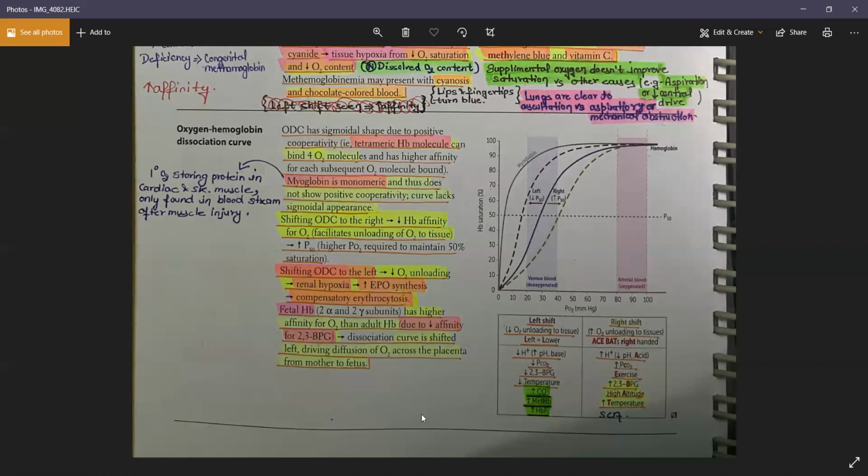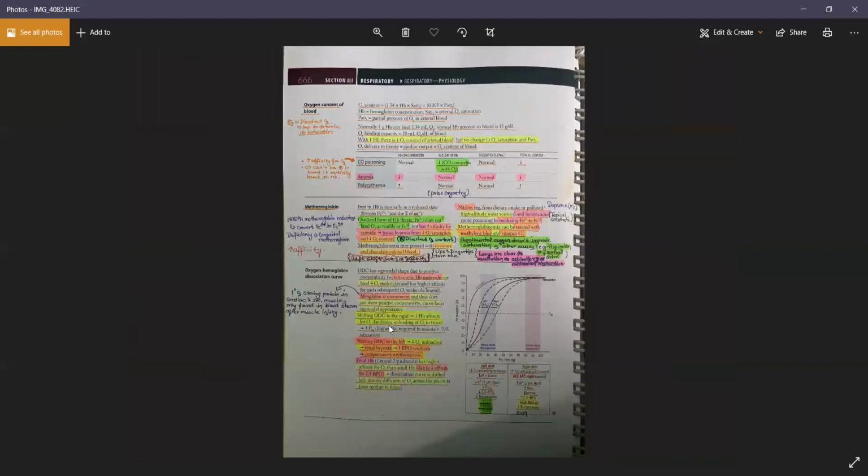So that was all on this paragraph. Any doubt on this page?